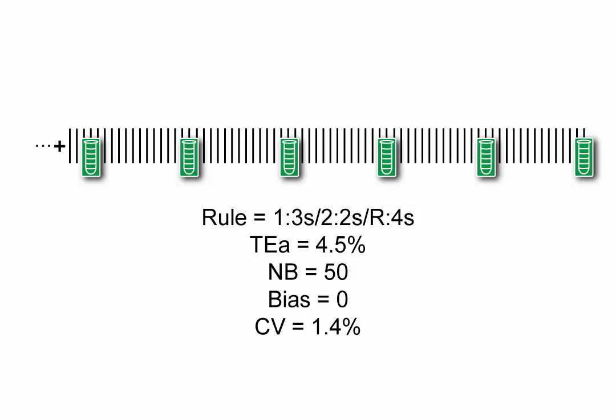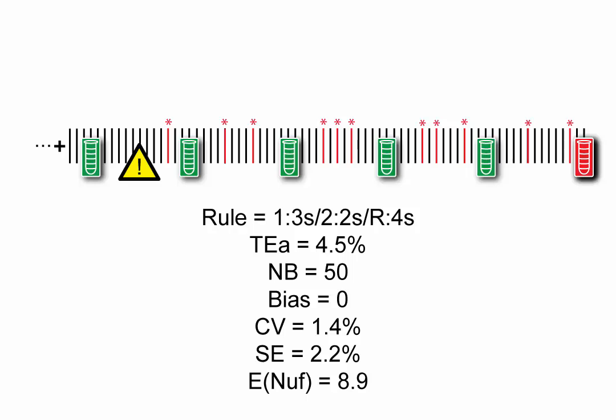Suppose a lab is using a 1-3S, 2-2S, R-4S rule with 2 QCs every 50 analyte examinations, and the lab's bias is 0, the test method's CV is 1.4%, and the TEA is 4.5%. An out-of-control condition resulting in a 2.2% shift upward occurs. In this case, it can be predicted that the expected number of unreliable results produced during the out-of-control condition, but prior to the last accepted QC, is 8.9.